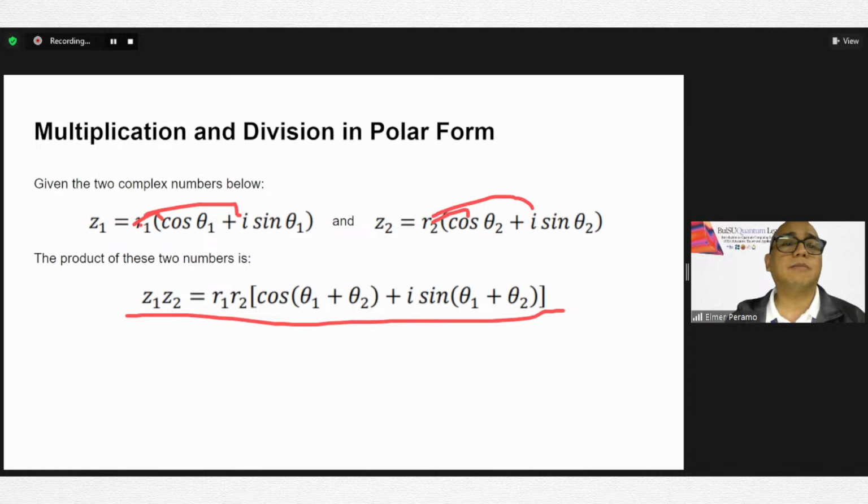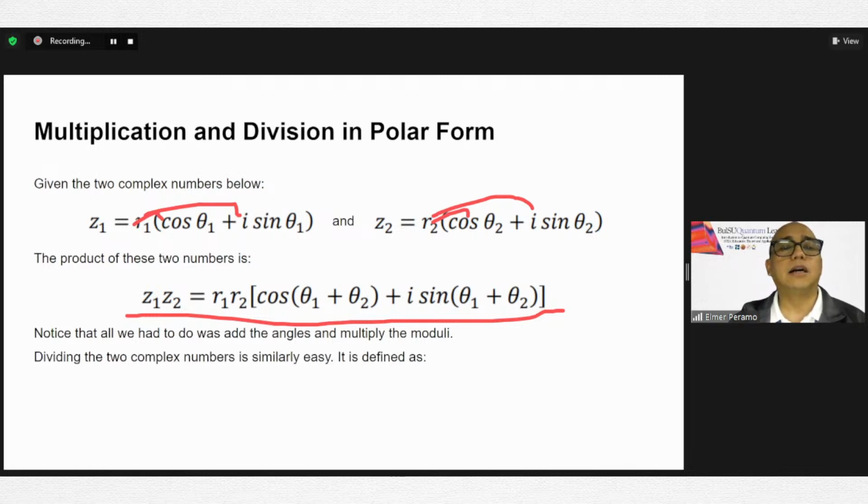Just as an exercise, you can probably try what I have suggested. You distribute this, multiply them together, and then do some rearranging. You will apply the sum of angles trigonometric identities for cosine and sine, and you will come up with this one. So basically, in multiplication, you just multiply the moduli and then add the arguments.